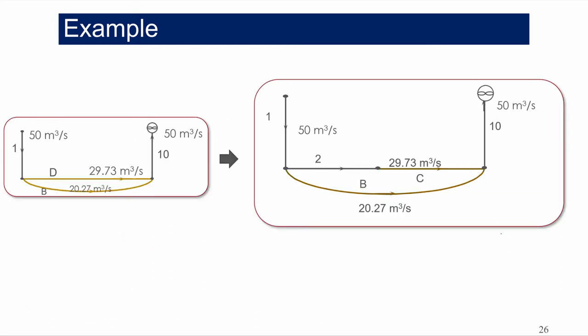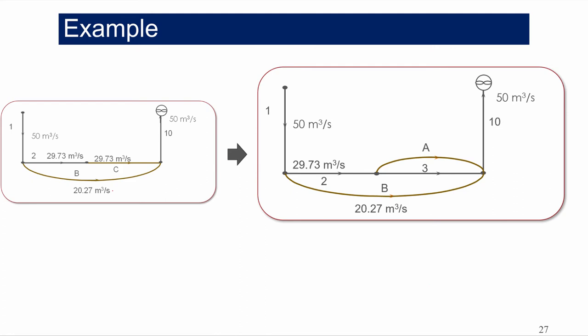Moving backward one more time, airway D came from airway 2 and airway C. Because airway 2 and airway C are in series, the airflow in them is the same as airway D. So Q2 equals QC equals QD equals 29.37 cubic meters per second. Moving backward one more time, we can see airway C came from airway A and airway 3.